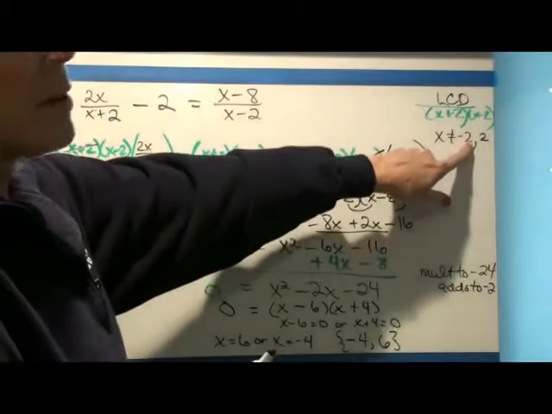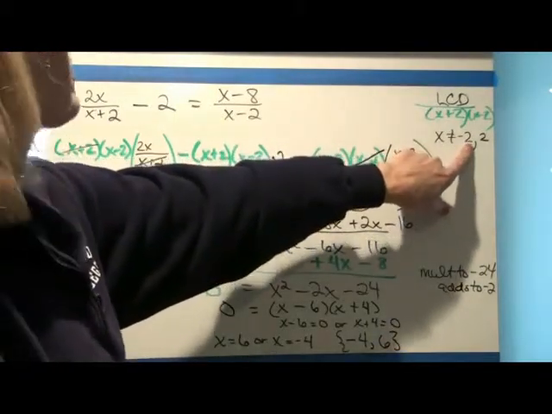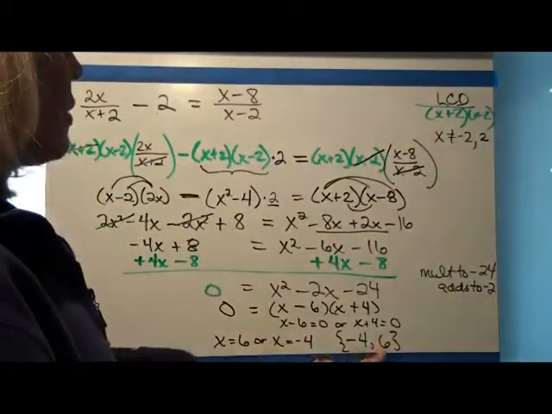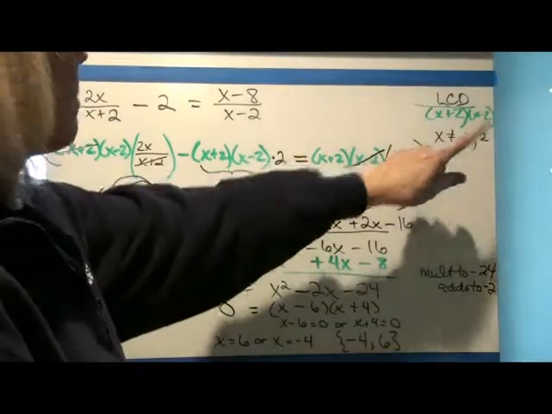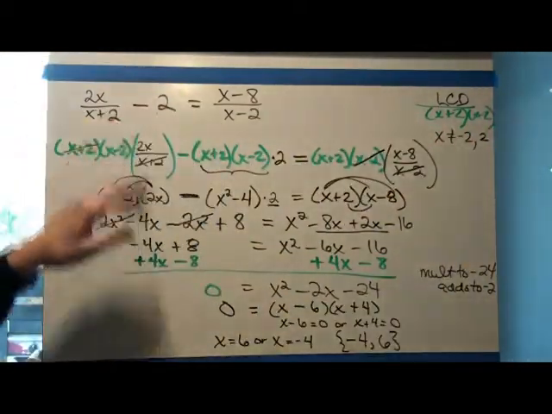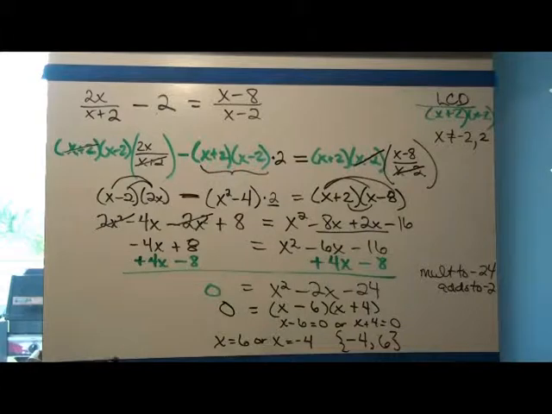Double checking that it's not on your list of nots. They're both good numbers. Neither one will make the denominators 0, so that's our final solution.